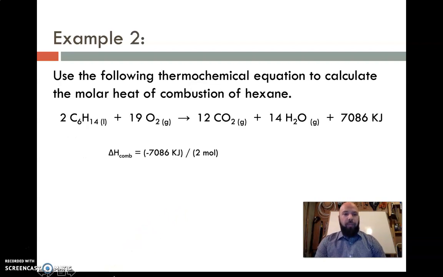The second example: use the following thermochemical equation to calculate the molar heat of combustion. Here you have 2 moles of hexane combusting and giving off 7,086 kilojoules. Since it says molar heat of combustion, you're going to take that exothermic enthalpy value divided by 2 so that you get the kilojoules per mole of every hexane molecule that is combusting.